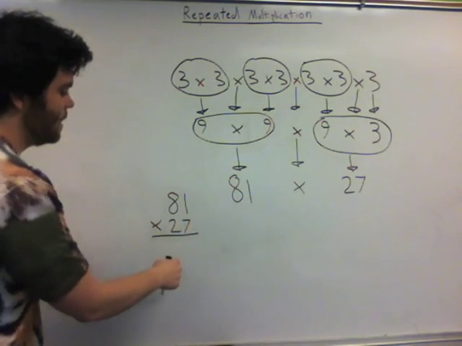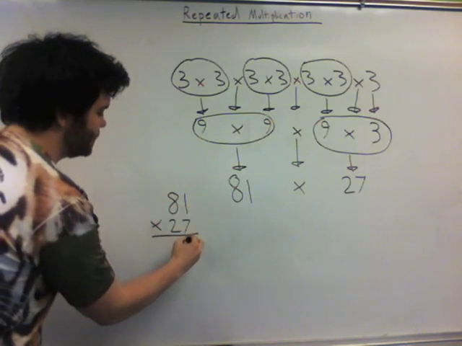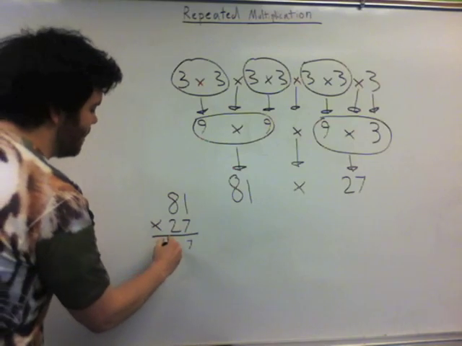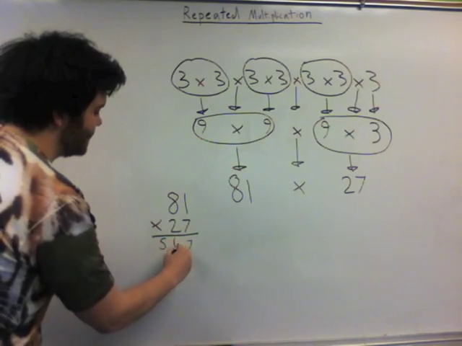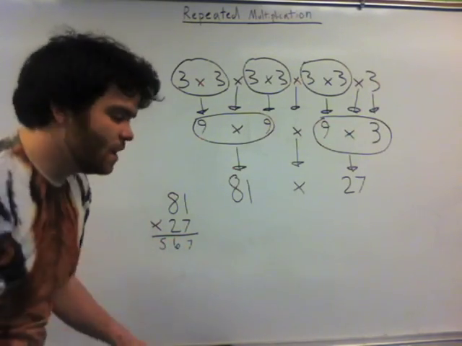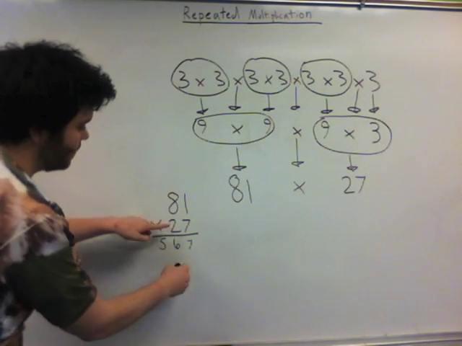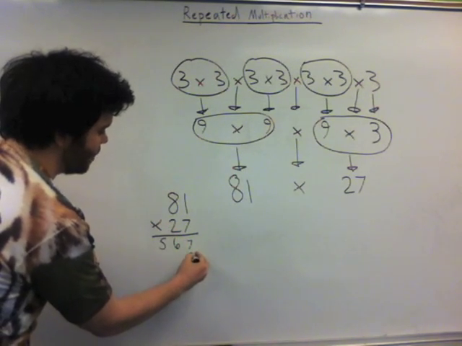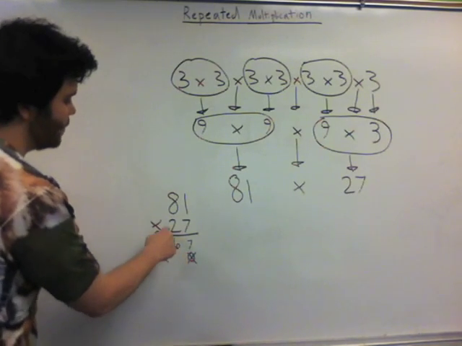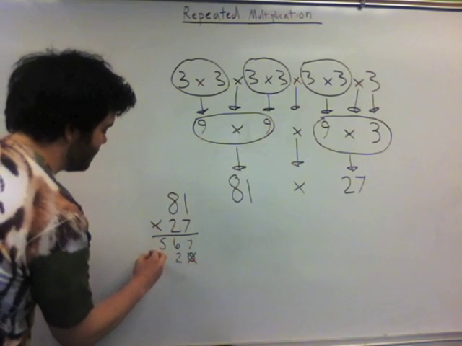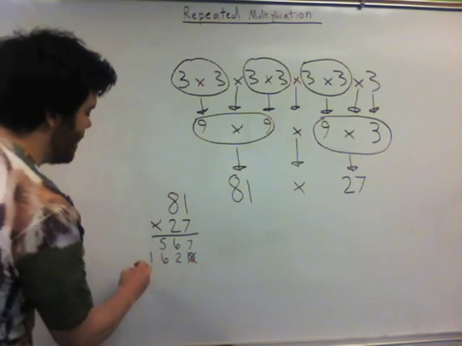So let's see. 7 times 1, right? We're going up first. 7 times 1, that's going to be 7. 7 times 8, that's going to be 56. Now we need our placeholder 0, right? We're going down, we're multiplying from the 2, so we got to put our first answer right below the 2. We need our placeholder 0. Now we're doing 2 times 1, well that's going to be 2. We're doing 2 times 8, well that's going to be 16.